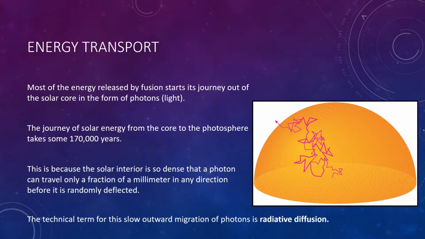The photon therefore bounces around the dense interior in a haphazard way, sometimes known as a random walk, and only very gradually works its way outward from the Sun's center. The technical term for this slow outward migration of photons is called radiative diffusion. To diffuse means to spread out, and radiative refers to the photons of light, or radiation.